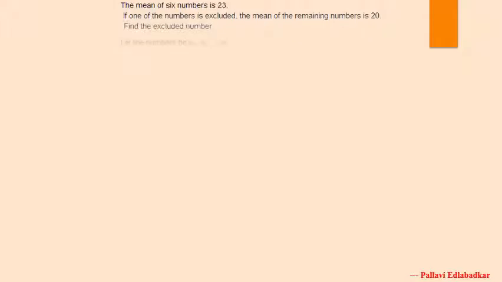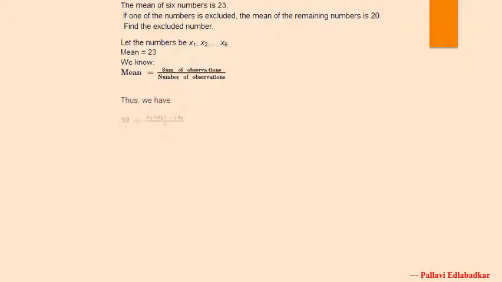The mean of 6 numbers is given to be 23. That means x bar is equal to 23, n is equal to 6, correct? So we can find out the summation of those 6 numbers. All these things should flash in front of your mind when you read this first sentence. Coming to the second sentence given in the problem.